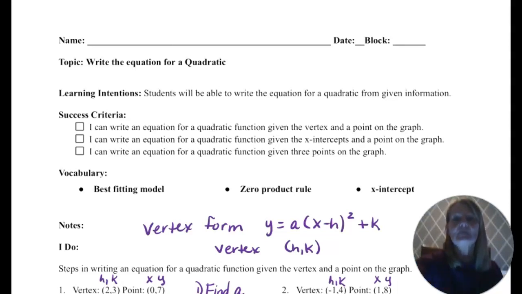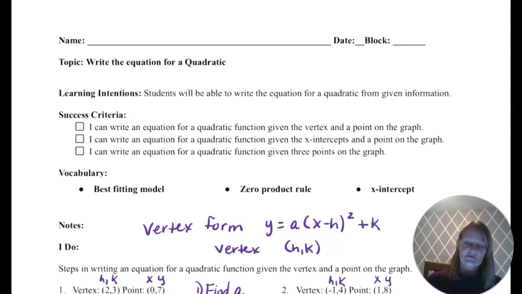So hello and welcome back. We're still working on writing equations for quadratics. The last video we did if you were given the vertex and a point. And on this one we're going to do if you're given the x-intercepts and a point. So again, we have done the first one there, and we are working on the second method here.